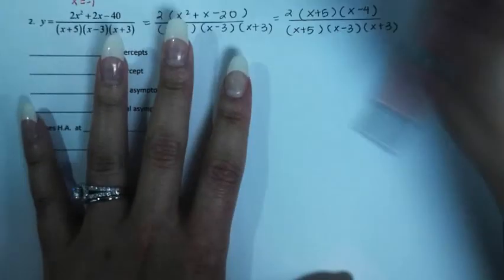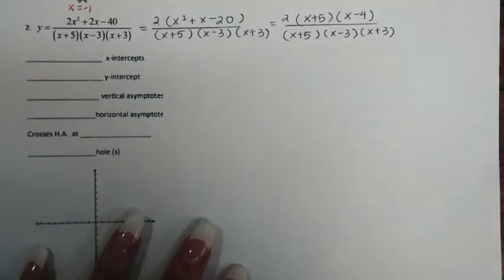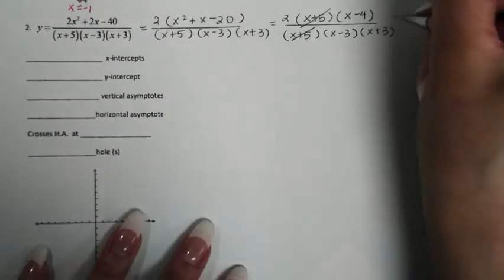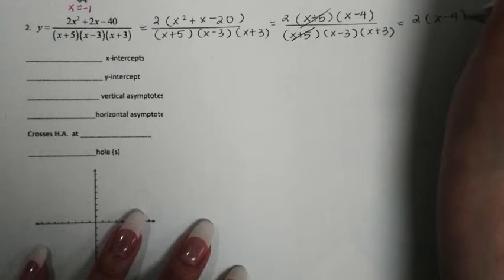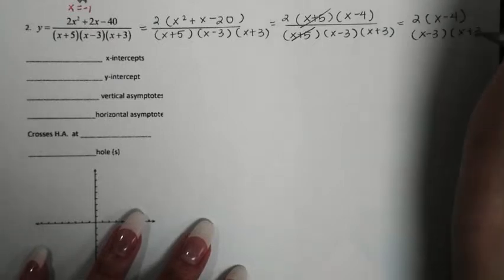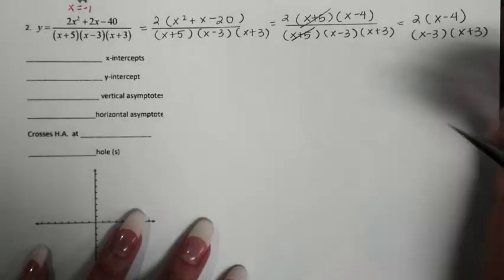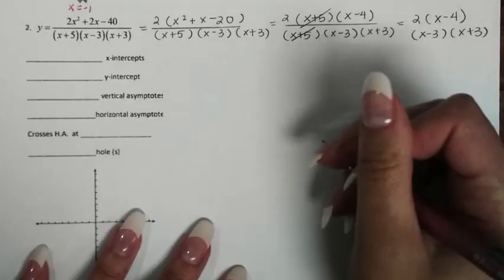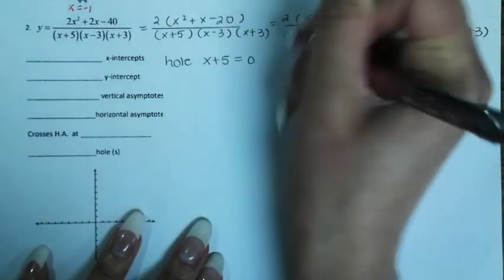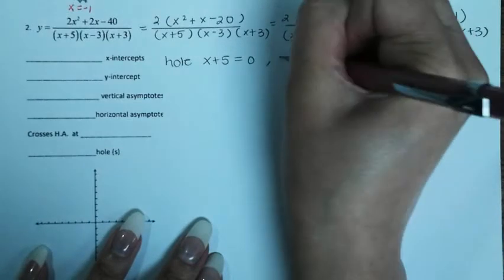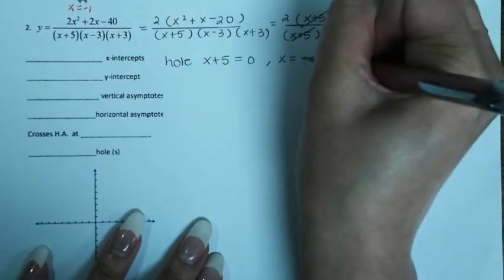Okay, so after that, let me do the lines, that otherwise it looks horrendous. Okay, so you have that. Okay, you realize that I have a hole. Okay, so I have the 2 times x minus 4 times x minus 3 x plus 3. Okay, so we have that. Now what's the next step? I'm going to set my hole. My hole, it was x plus 5 equals 0. Therefore, you know that your hole is going to be at x equals negative 5.